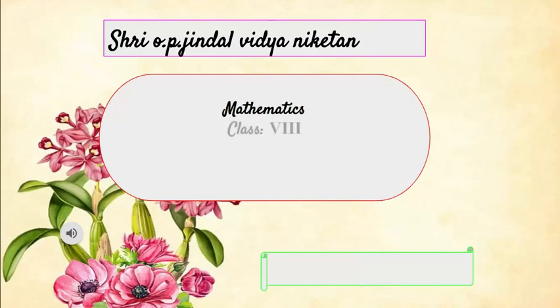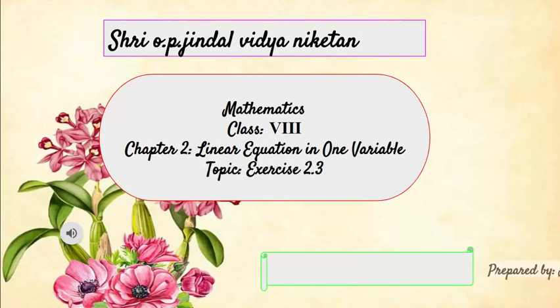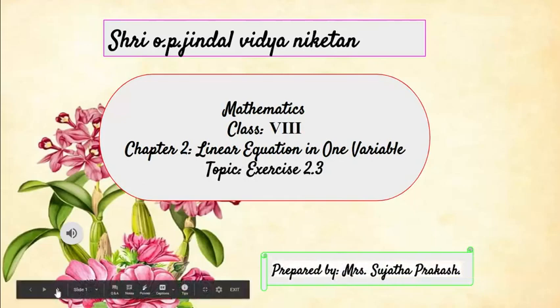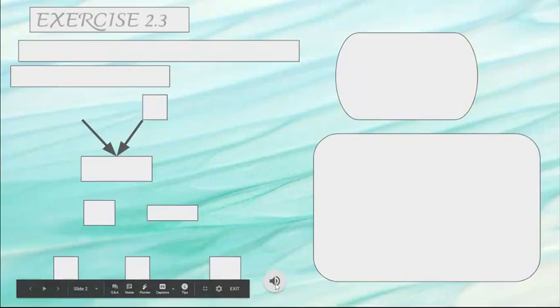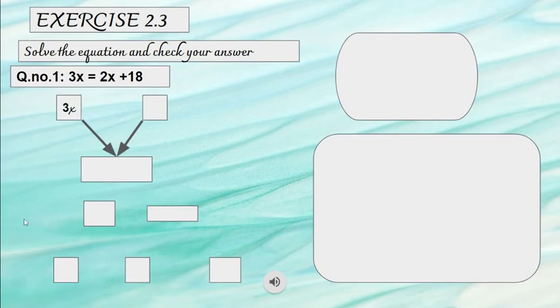Today we are solving exercise 2.3 of linear equations in one variable. Let's start. In this exercise, we are solving equations having the variable on both sides. The first question is 3x is equal to 2x plus 18.